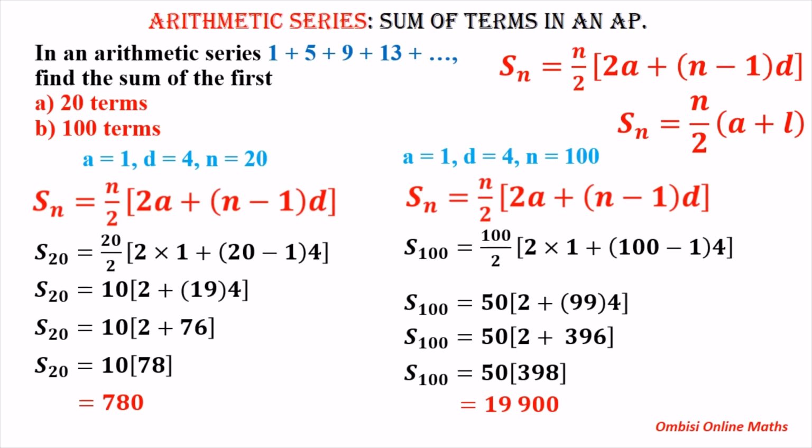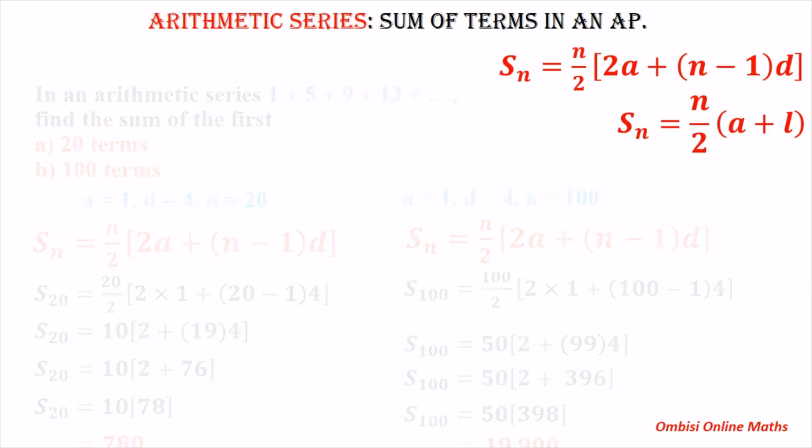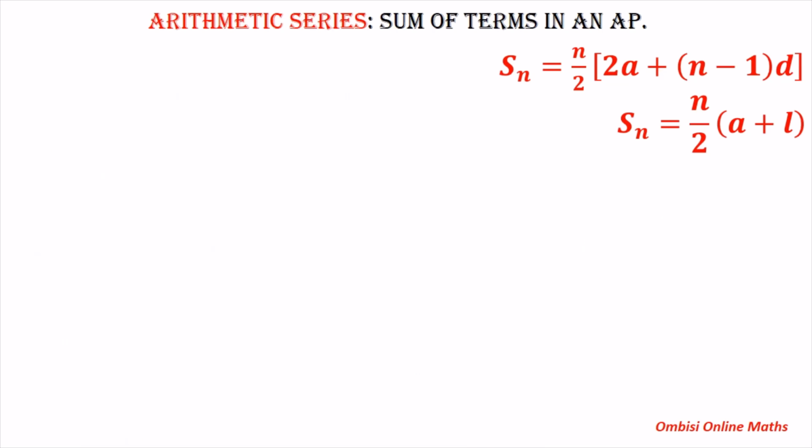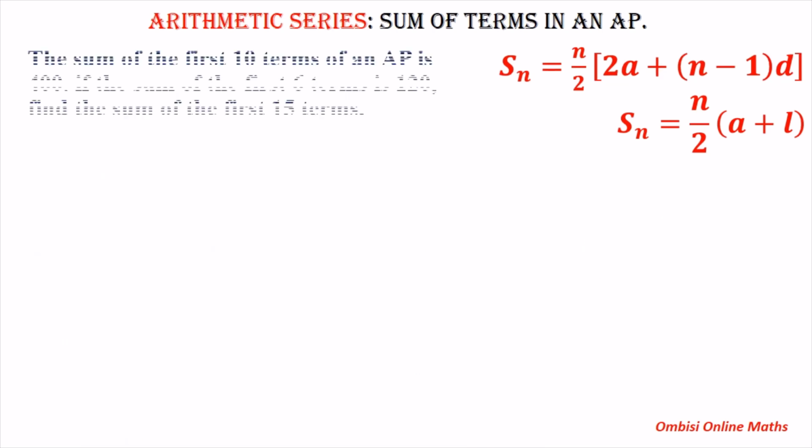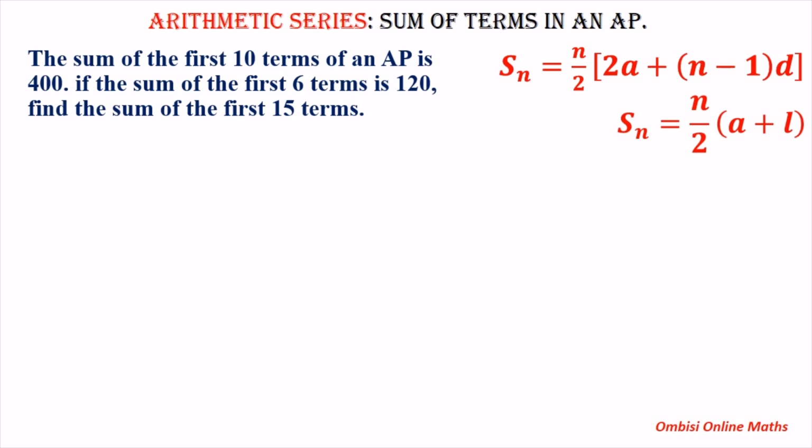Now we'll also clear this and look at another question. So when you clear, you look at the second question, which says the sum of the first 10 terms of an AP is 400. If the sum of the first 6 terms is 120, find the sum of the first 15 terms.